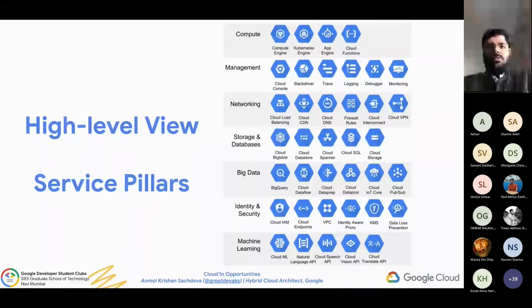So at a high level, these are the service pillars. You have services on the lines of compute, on the lines of management. Compute will offer you the compute services where you can host your applications. Virtual machines, if you are aware of them, are one of the compute services. Kubernetes Engine, which offers you containerization capabilities, is one of the compute services. Cloud Functions and App Engine, which are of the category of serverless compute, or function as a service for Cloud Functions, are another category.